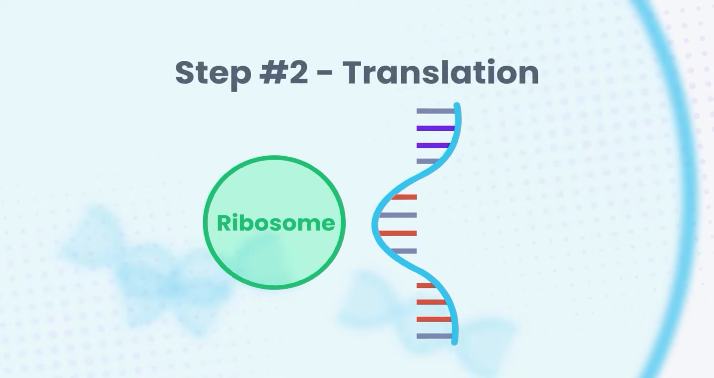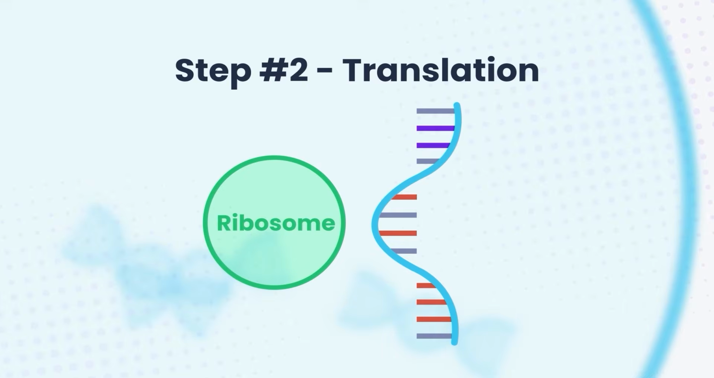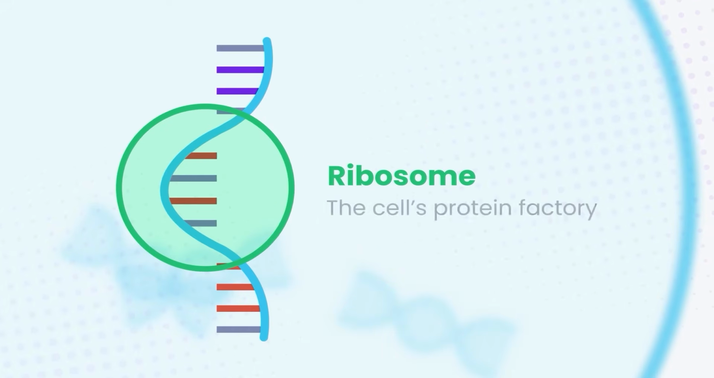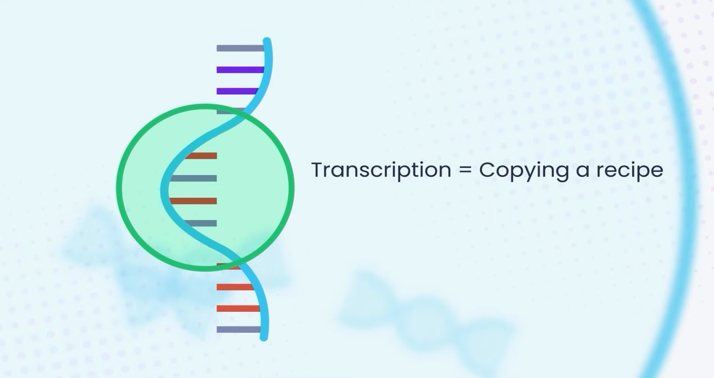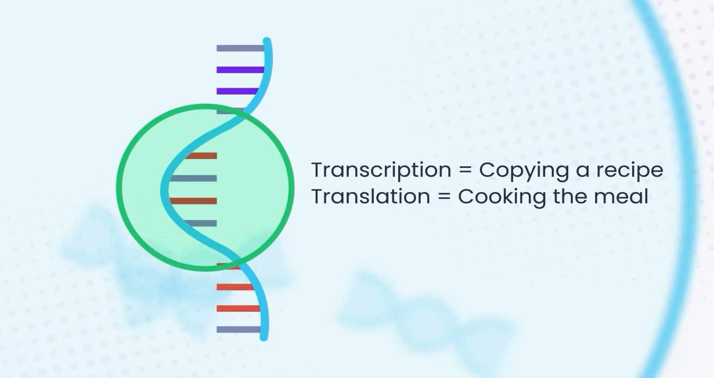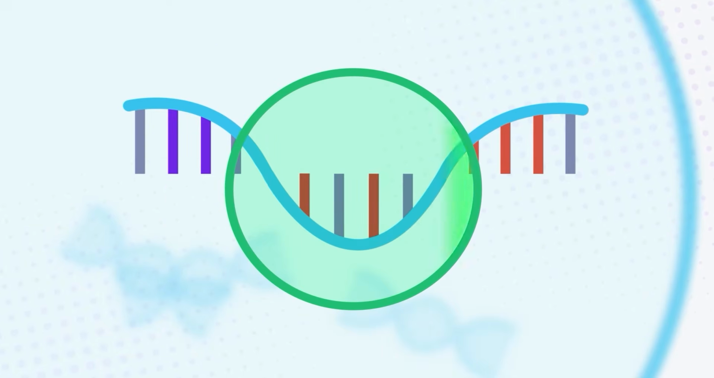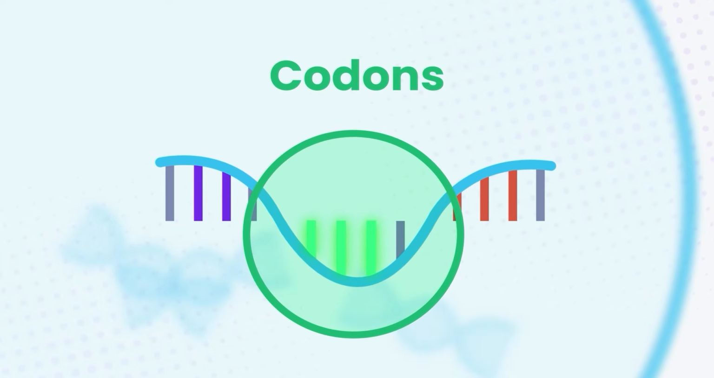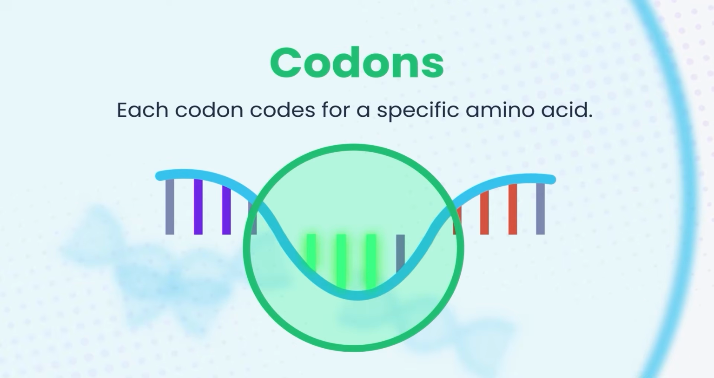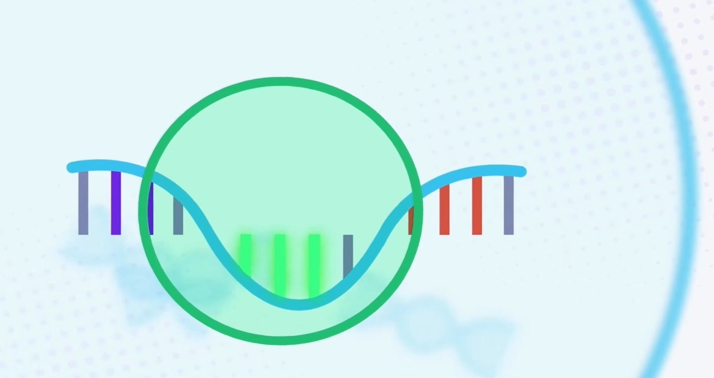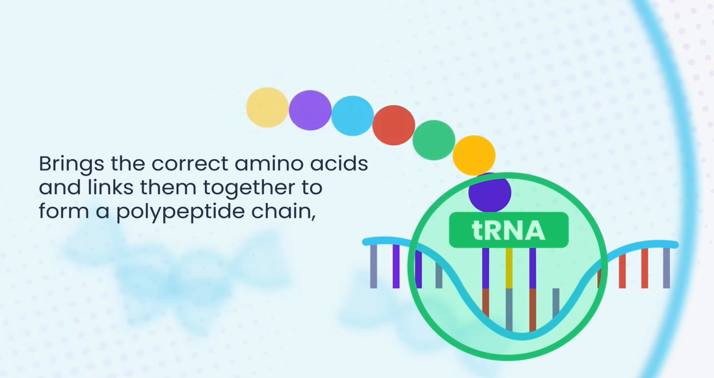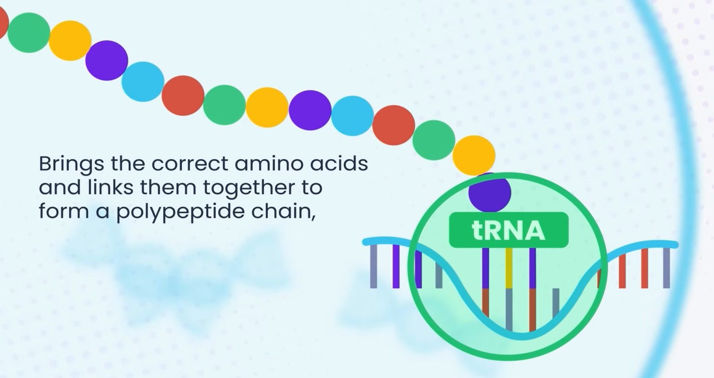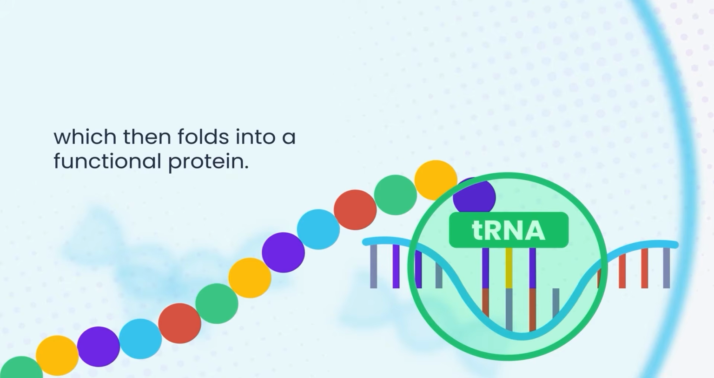Now comes translation, which happens at the ribosome, the cell's protein factory. If transcription was like copying down a recipe, translation is like actually cooking the meal. So the ribosome reads the mRNA in groups of 3 bases called codons, and each of these codons codes for a very specific amino acid. Another molecule, transfer RNA, or tRNA, brings the correct amino acids and links them together to form the polypeptide chain, which then folds into a functional protein.